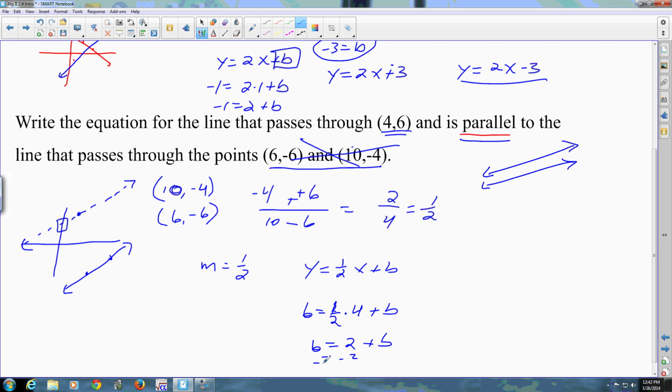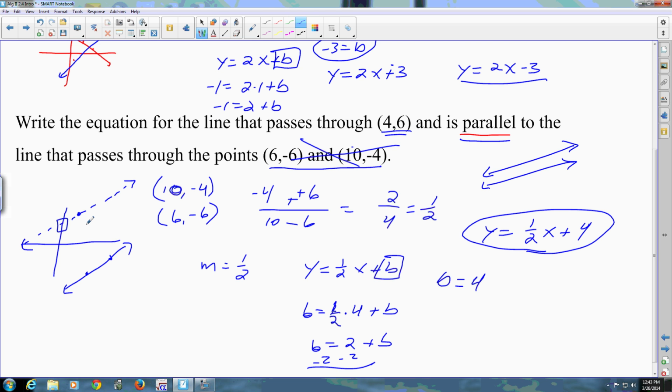Subtract the 2, and you know your b is 4. Go back and replace it. Y is equal to 1 half x plus 4. And you can see, even from this crude graph I did, that looks reasonable, that it's 4 units up. That was 4 over 6 up? Sure. Okay, so even just a crummy graph like this verifies that it looks reasonable for what I did.